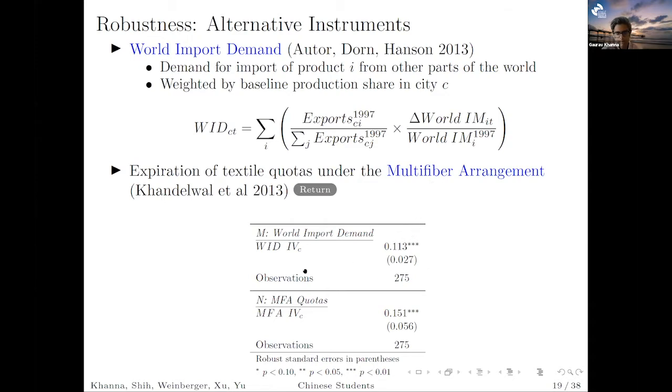Again, these are reduced form regressions, and the outcome here is, again, student growth, student outflows. You can see that all of these have strong relationships with student flows to the US, right?